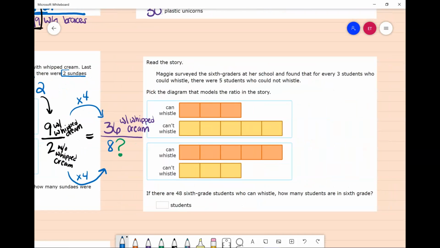And then one last one of these examples. Read the story. Maggie surveyed the 6th graders at her school and found that for every 3 students who could whistle, there were 5 students who could not whistle. Pick the diagram that models the ratio in the story. Okay, again, look, we have for every not in between the 2 numbers like we normally see. So we need to know that for every means it's going to be a ratio.